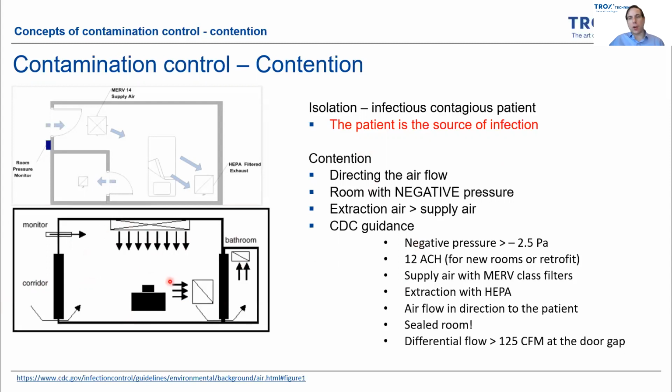That means the clean air comes from the medical staff to the patient and then to the extraction. So the extraction will be close to the patient, close to the head of the patient. And the CDC guideline says that we need to have a negative pressure of minus 2.5 Pascal. And for new hospitals and retrofits now, they are requesting that this room has 12 air changes per hour.